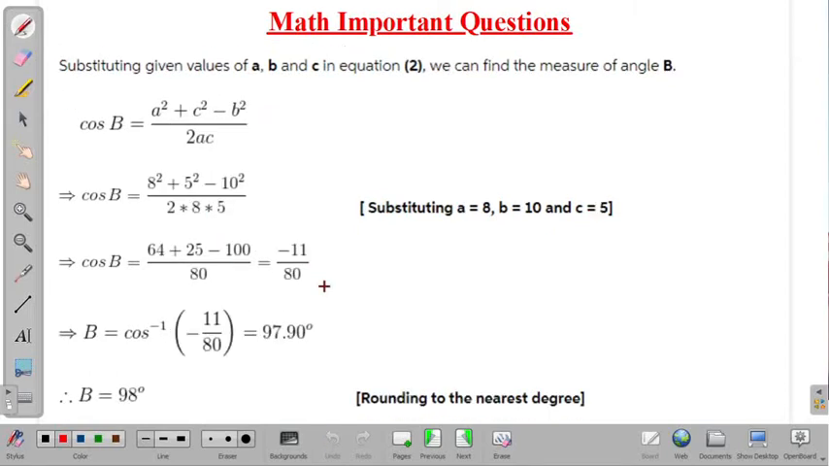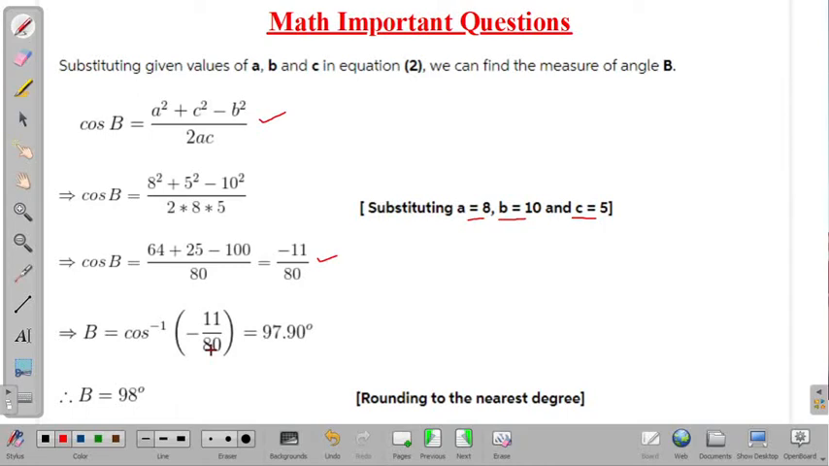Similarly, substituting the values of a, b and c in equation 2, cos B equals a square plus c square minus b square by twice ac. Substituting a equal to 8, b equal to 10 and c equal to 5, we find cos B as minus 11 by 80. Taking cos inverse, B equals cos inverse of minus 11 by 80, which in degrees is 97.90 degrees, and after rounding to the nearest degree we get B equal to 98 degrees.